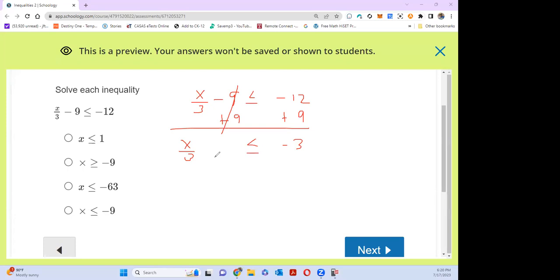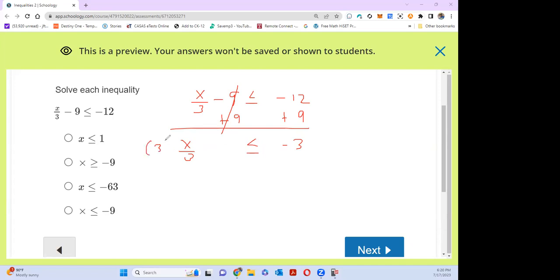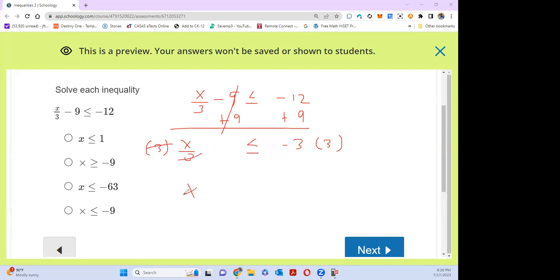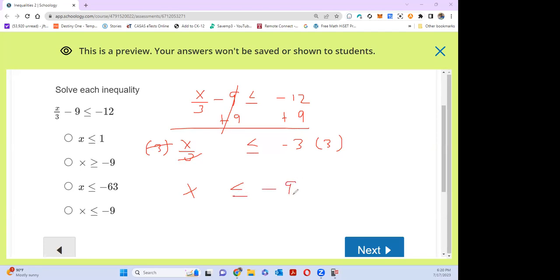Is x by itself? No. x is being divided by 3. What is the opposite of dividing by 3? Multiplication. So multiply by 3 on both sides. If I do it on one side, I do it on the other. So these 3s cancel out, leaving x less than or equal to -9. Done.